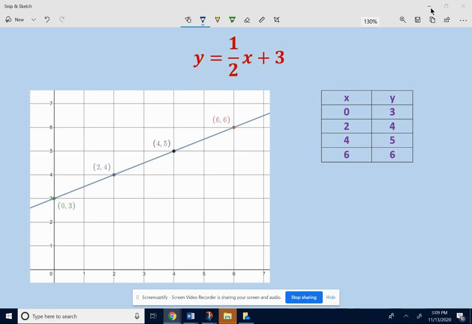Okay, what I want you guys to do today is to practice finding the equation of a data table. I don't think this is worth doing a whole Nearpod over. I think you'll catch on.